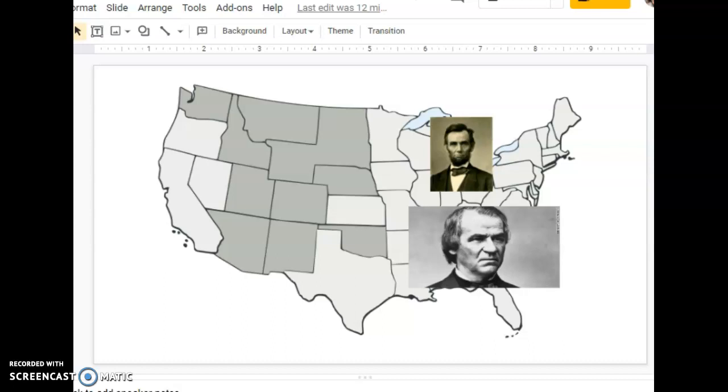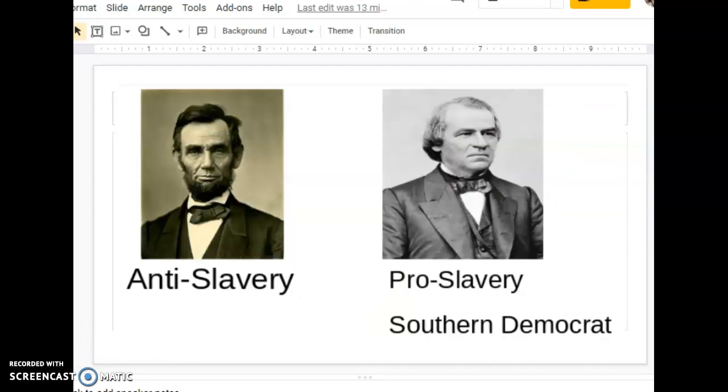This is his second election, and he picks Andrew Johnson as his running mate. Andrew Johnson was a Southern Democrat who was pro-slavery. Lincoln thought this would help solidify some of the votes in the border states and those slave states. And so he wanted to make sure he aligned himself with a Southern Democrat candidate. So Lincoln was anti-slavery, and his VP was kind of opposite, pro-slavery Southern Democrat.